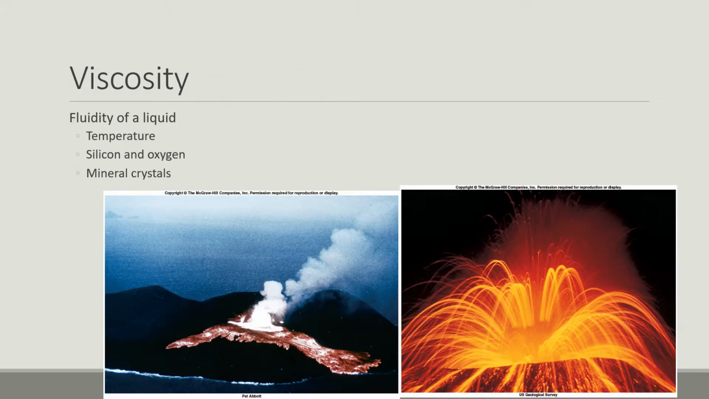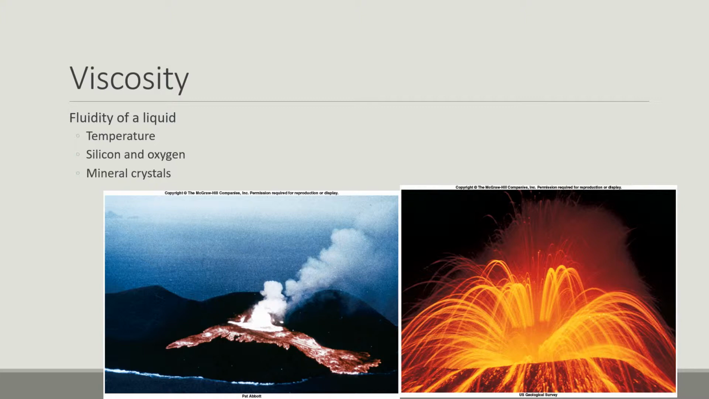If we start with viscosity, viscosity is a measure of the fluidity of a liquid. The lower the viscosity, the more liquid-like it is. So water has a very low viscosity. We can think of some high viscosity things like honey, molasses, peanut butter, jelly, things that move more slowly but are certainly still a liquid and can behave like a liquid, but with a much slower movement.